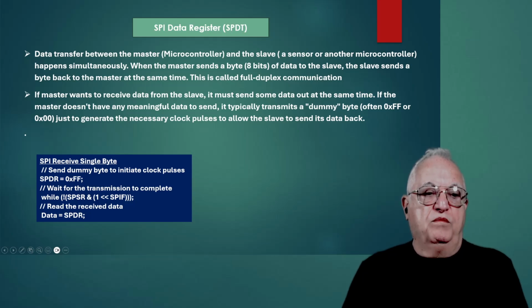Then once that's completed, you place the data register into your data parameter. So once this is completed, you know that the transmission from the slave is also completed. And then you can take the information that is in the data register and put it into your variable.